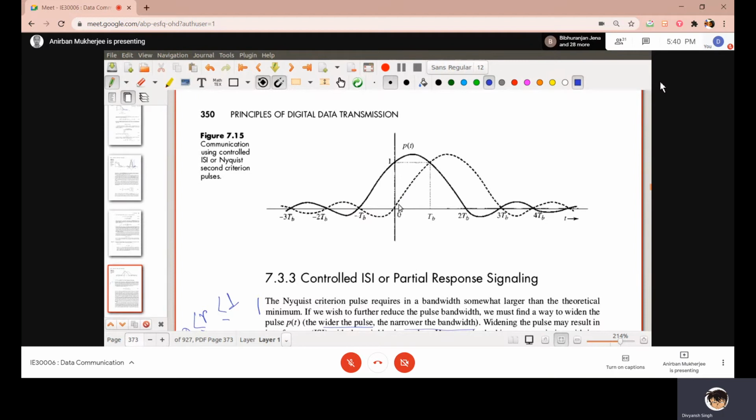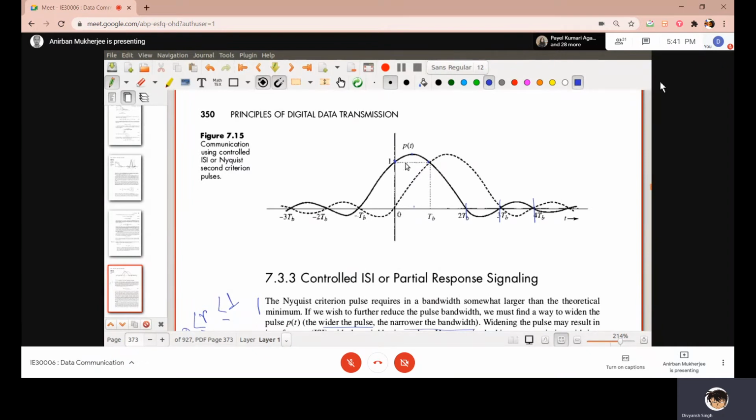What I am doing, so that means when I have shifted the pulses, the peak is at TB by 2. So I have given a TB by 2 delay. So at n equal to 0, I have 1, here I am taking 1, and at n equal to TB, again I am taking 1. Now at 2TB it is 0, 3TB it is 0, 4TB it is 0, like this.